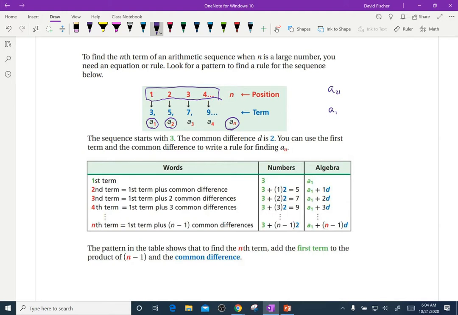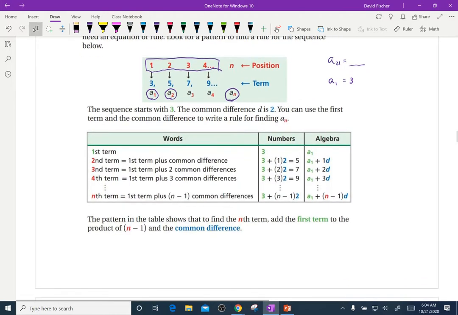A sub 1 means what's my first term? Well, my first term in this case is 3. Sometimes I'll say, okay, your a sub 1 is 3, and then find the 21st. That means we want to find that number based on the pattern. Now, kind of watch this. This is kind of confusing.